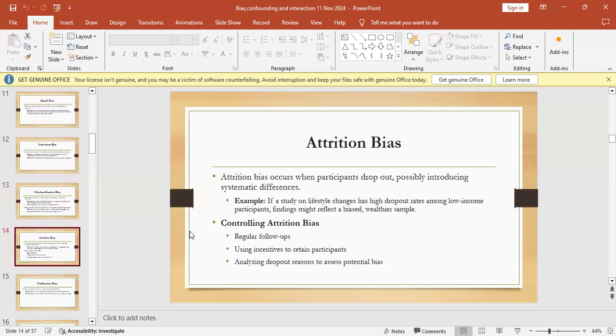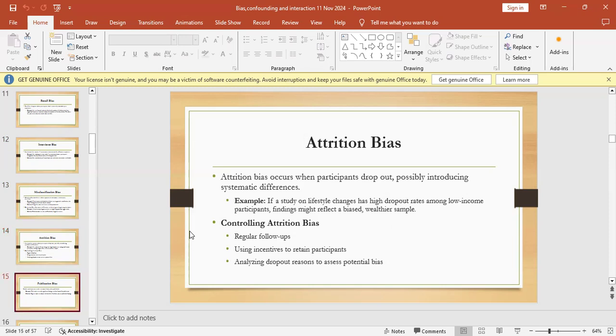And then there is attrition bias. Attrition bias occurs when participants drop out, possibly introducing systematic differences. This type of bias occurs most commonly in cohort studies. If a study on lifestyle changes has high dropout rates among low-income participants, findings might reflect a biased, wealthier sample. Now, attrition bias can be addressed by regular follow-ups, using incentives to retain participants, and analyzing dropout results to assess potential bias.